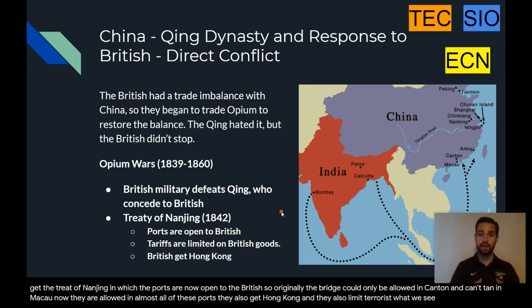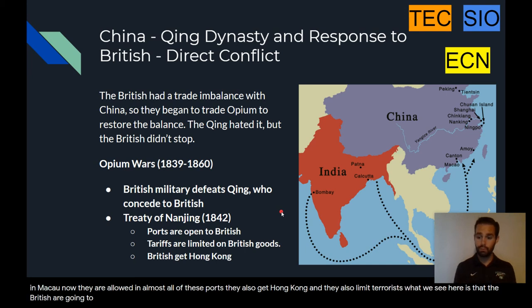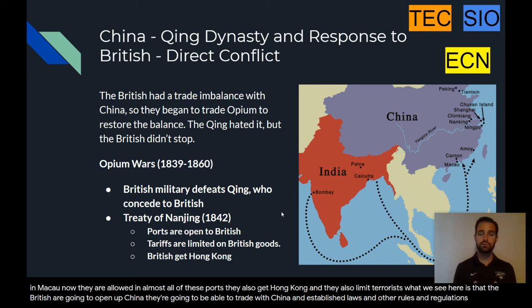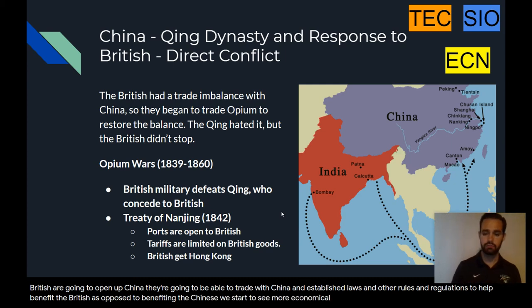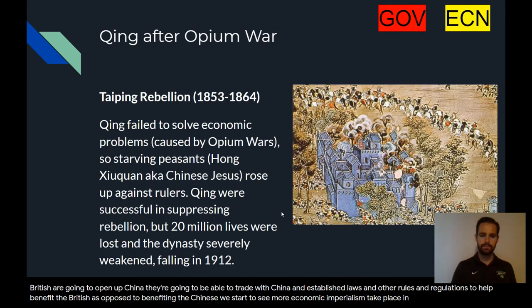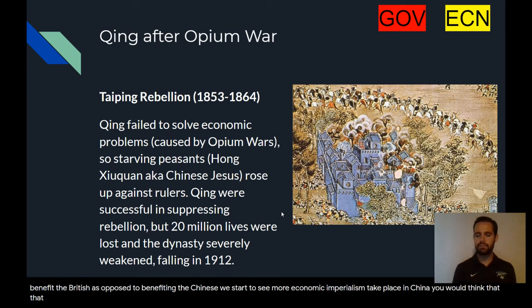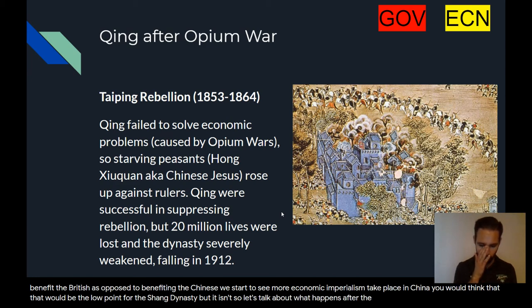What we see here is that the British are going to open up China. They're going to be able to trade with China and establish laws and other rules and regulations to help benefit the British as opposed to benefiting the Chinese. We start to see more economic imperialism take place in China. You would think that would be the low point for the Qing dynasty, but it isn't. So let's talk about what happens after the Opium War.